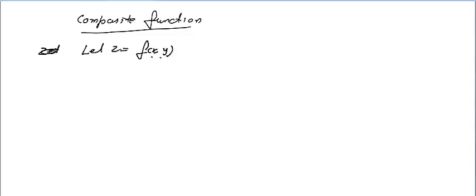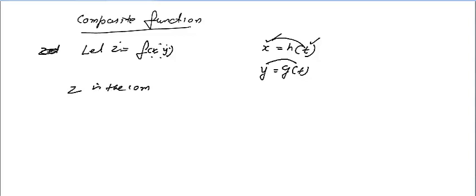Okay, and let us suppose x is further depending upon another function, a function of t, and y is also a function of t. So x and y are functions of t, and z is a function of x and y. Then you will name it as z is the composite function of t. Very interesting.